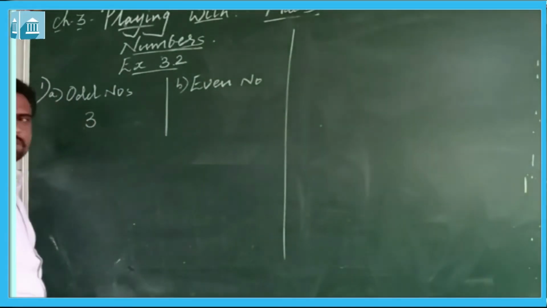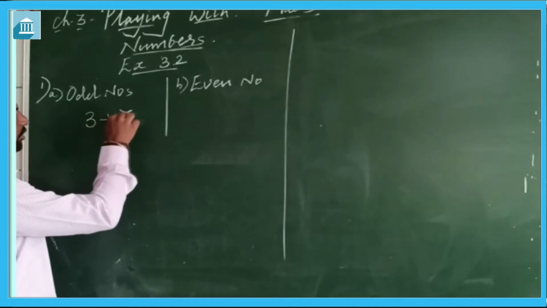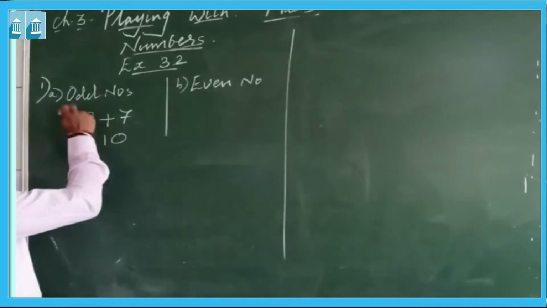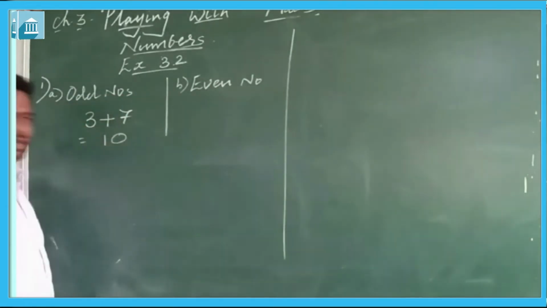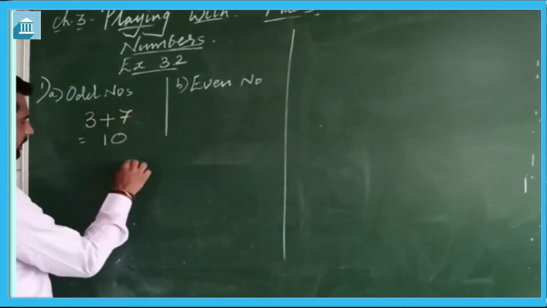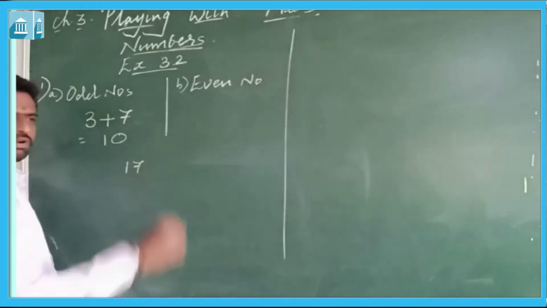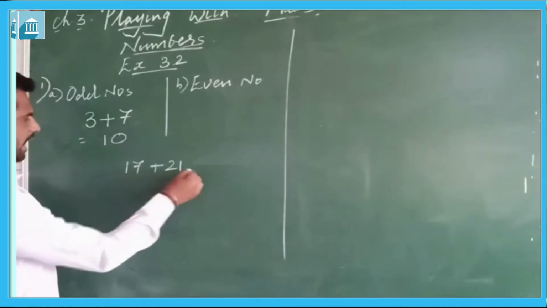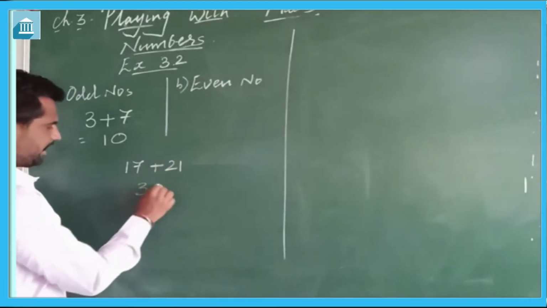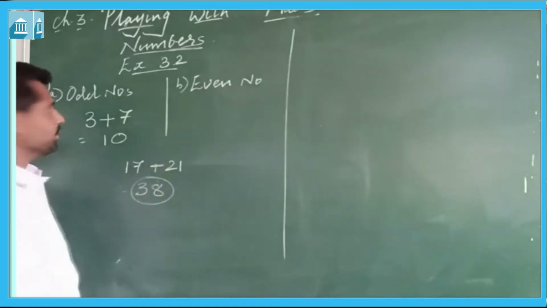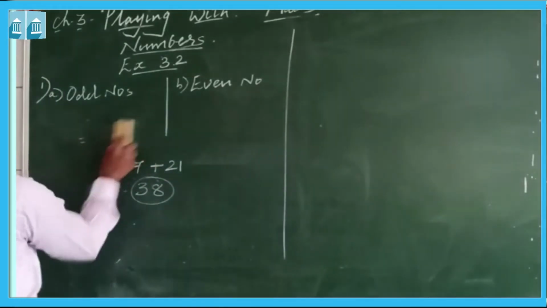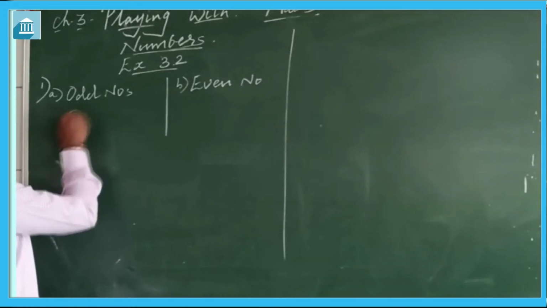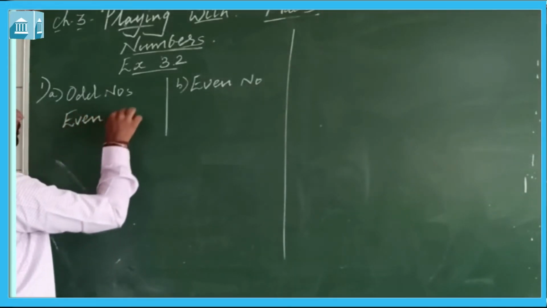3 is our odd number plus 7 is also an odd number. So 3 plus 7 is equal to 10. So the sum of 2 odd numbers is an even number. Next, let us see 17, our odd number, plus 21, also an odd number. If you add this, it will be 38, which is even. So the sum of 2 odd numbers is always an even number.